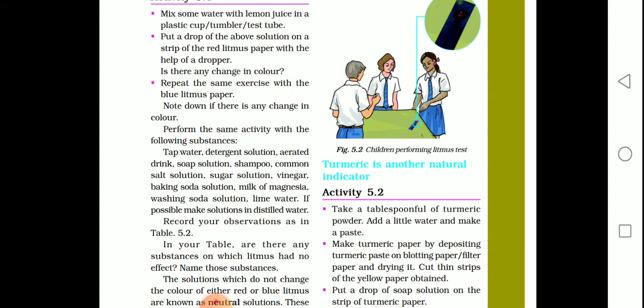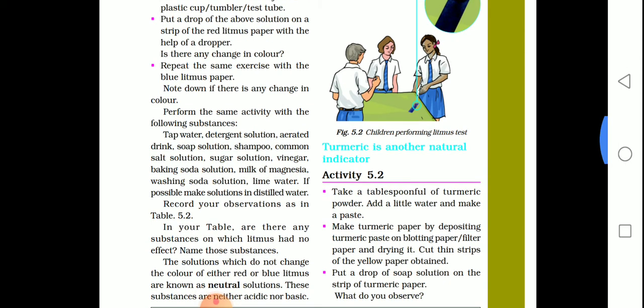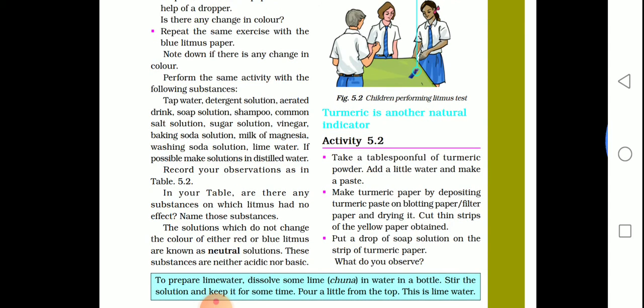In your table, are there any substances on which litmus had no effect? We will find certain substances which will show neither acidic nor basic nature. Such kinds of substances are said to be what? We will study it. The solutions which do not change the color of either red or blue litmus are known as neutral solutions. What are they called? Neutral solutions. These substances are neither acidic nor basic.